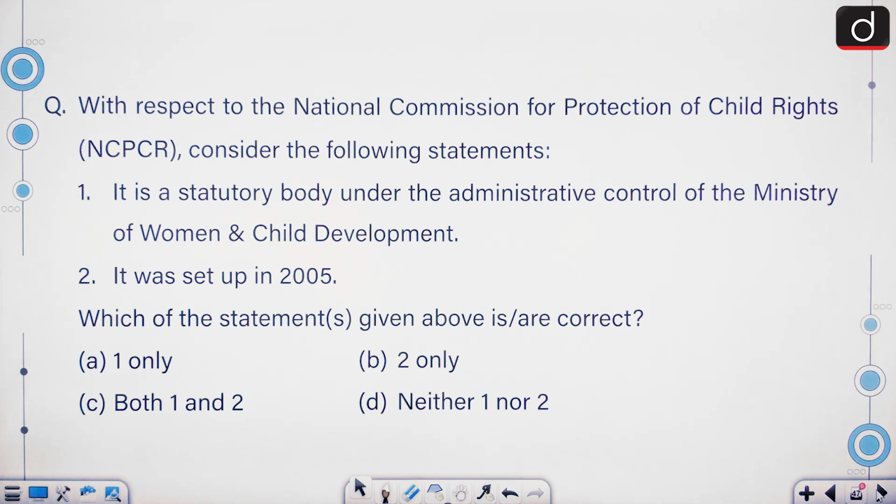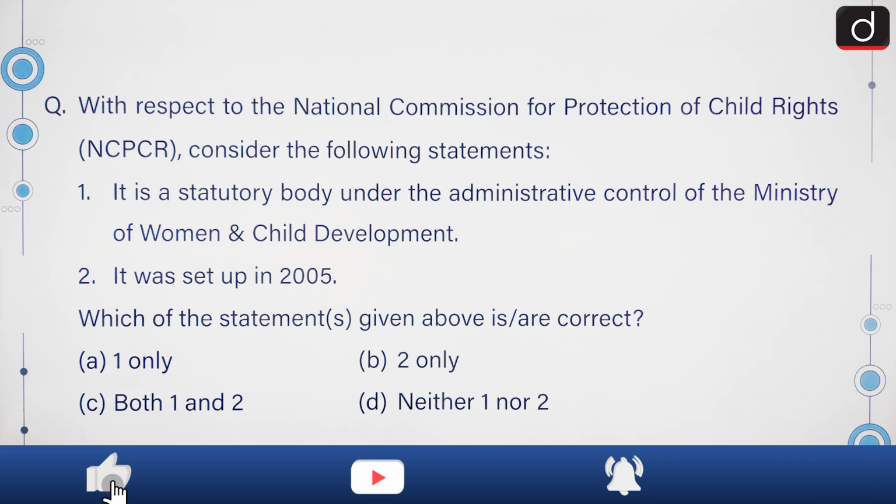With respect to the National Commission for Protection of Child Rights, consider the following statements. It is a statutory body under the administrative control of Ministry of Women and Child Development. It was set up in 2005. We have to select the correct statement. Only the first is correct. A is the correct answer.